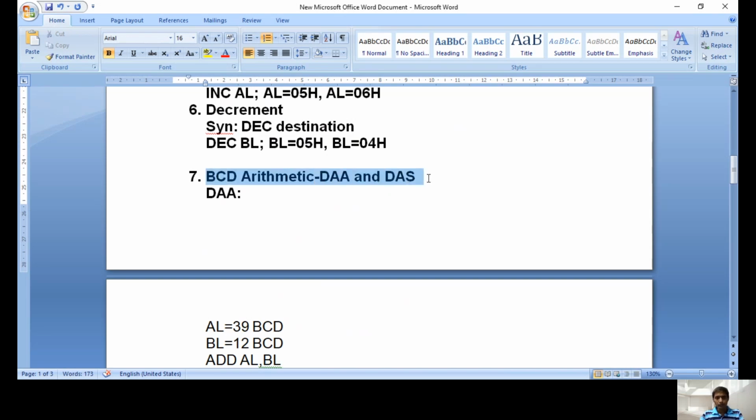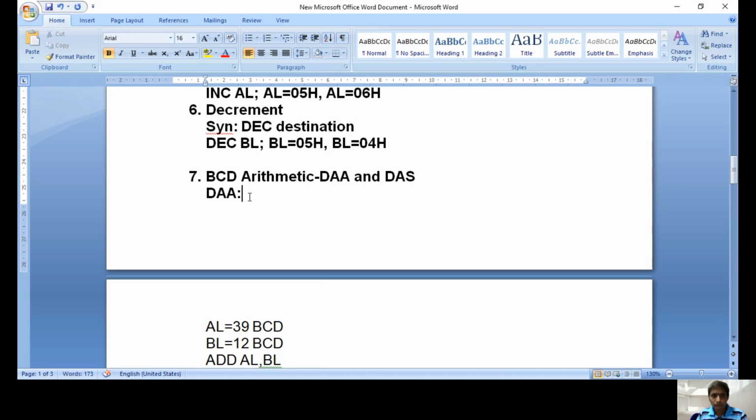First, coming to BCD arithmetic. In BCD arithmetic, we have two types of instructions: the DAA instruction and the DAS instruction. Let us see what BCD is. It's binary coded decimal. What is DAA? DAA is decimal adjust accumulator after addition. So after addition, the decimal value is adjusted, especially the accumulator value is adjusted. Let us see in which way it is possible.